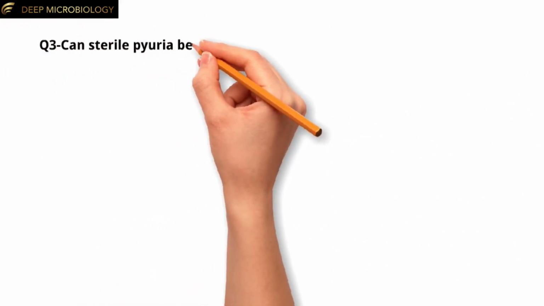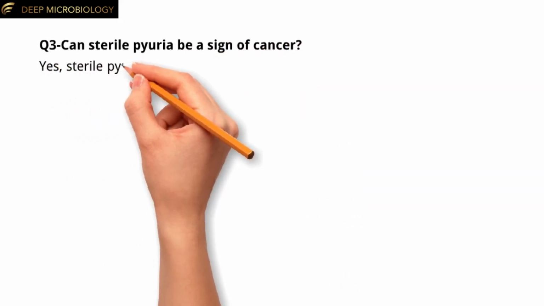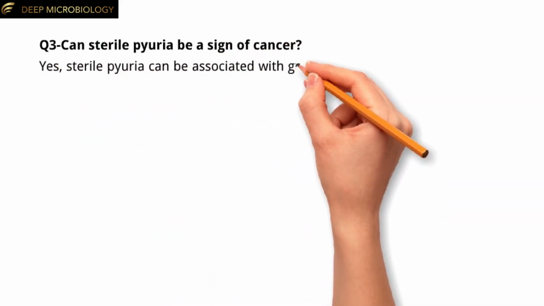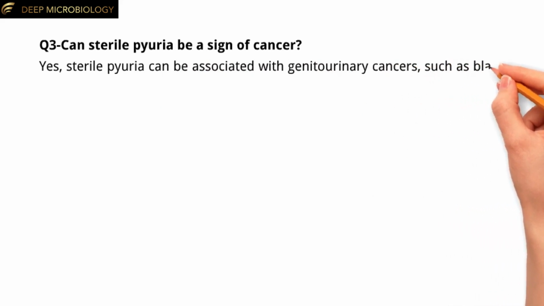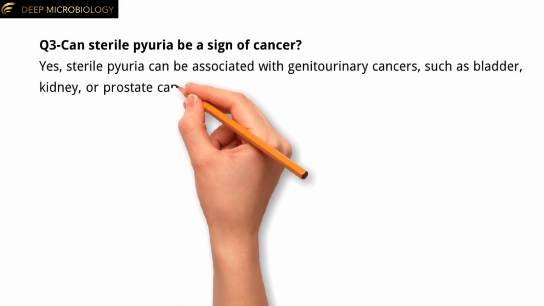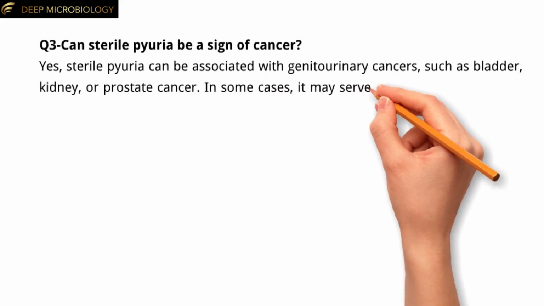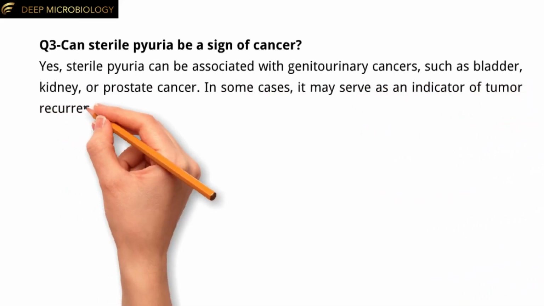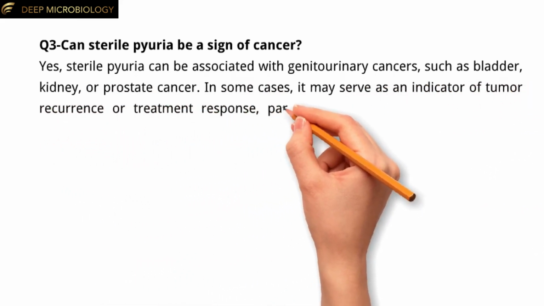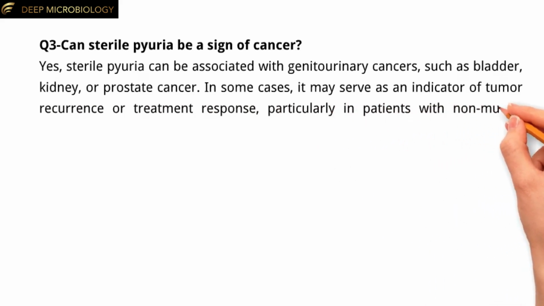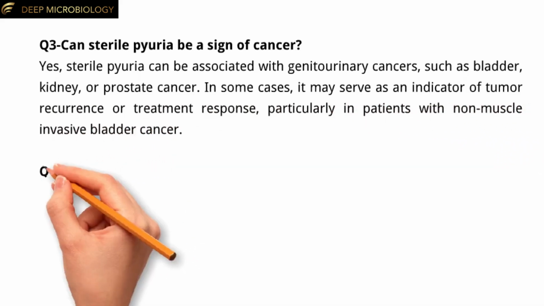Question 3. Can sterile pyuria be a sign of cancer? Yes, sterile pyuria can be associated with genitourinary cancers, such as bladder, kidney, or prostate cancer. In some cases, it may serve as an indicator of tumor recurrence or treatment response, particularly in patients with non-muscle invasive bladder cancer.